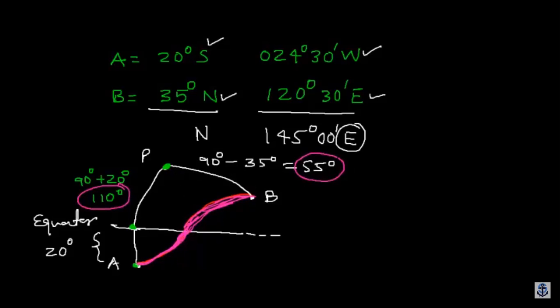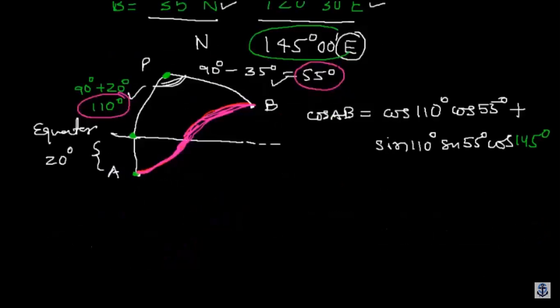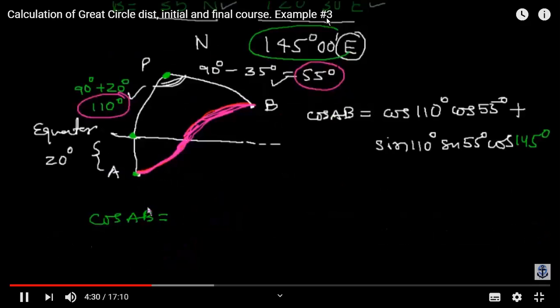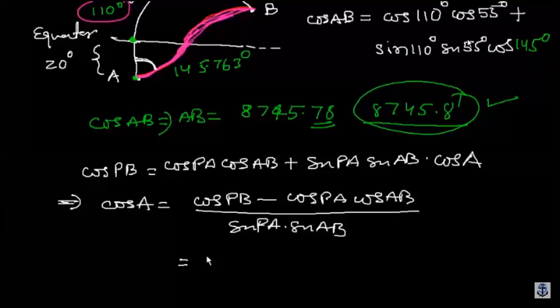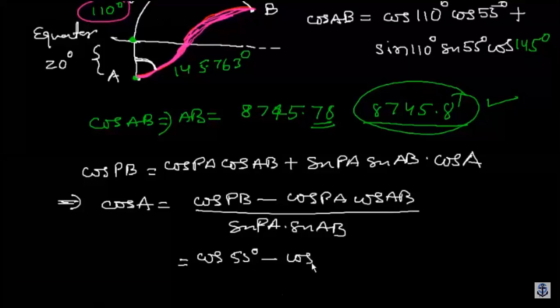So the same cosine formula we will use. Cos of AB is equal to cosine of adjacent sides, that is cos of 110 and cos of 55, plus sine of adjacent sides, that is sine 110 and sine 55 degrees, and cos of angle P, that is the opposite angle, that is 145 degrees. So with this we get the value of AB from the calculator. With the calculator we get cos AB is equal to 8745.78.